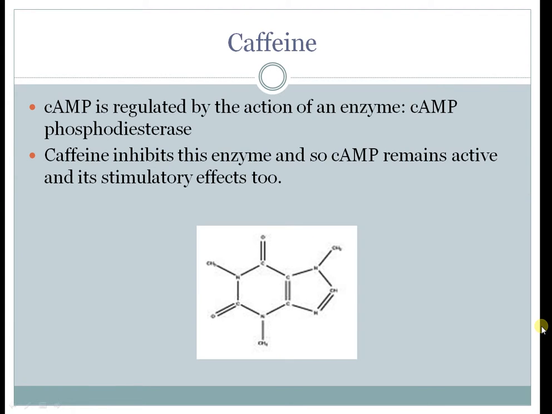Some compounds like caffeine, which is also a neurostimulant, affect cyclic AMP. It is regulated by the action of the enzyme cyclic AMP phosphodiesterase. Caffeine inhibits this enzyme, so cyclic AMP remains active and the effect is stimulated.